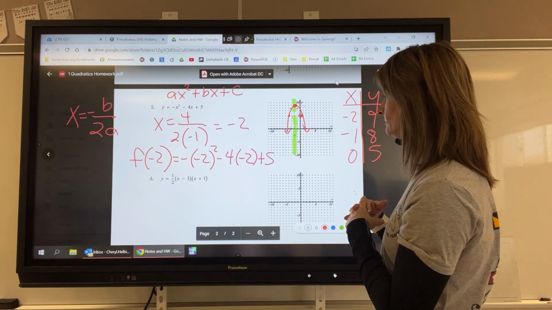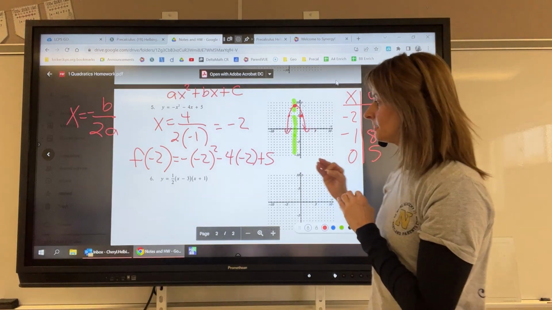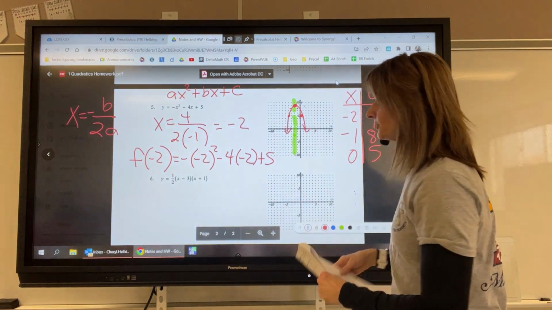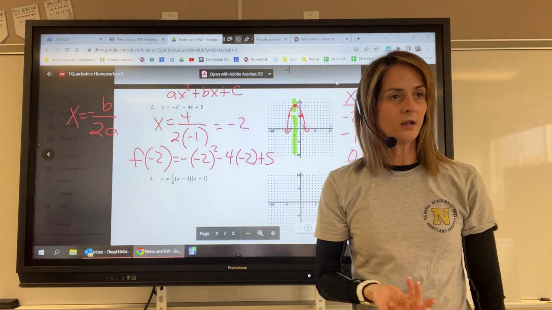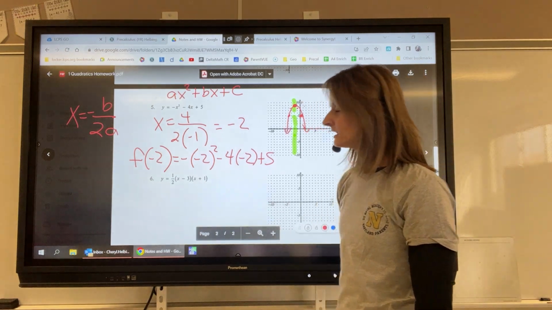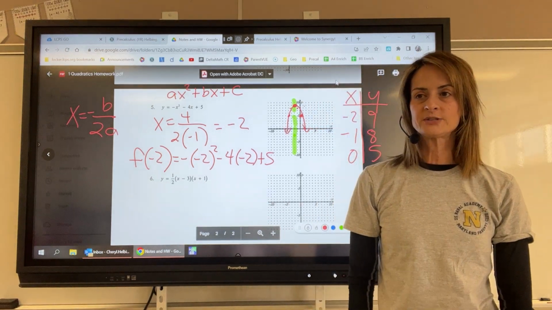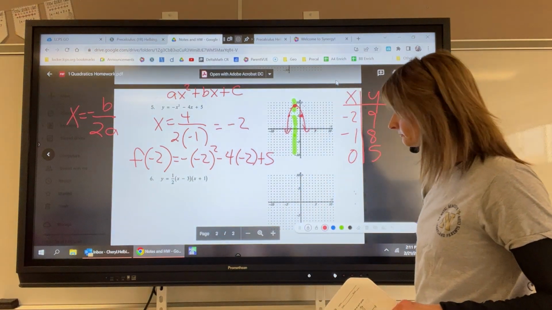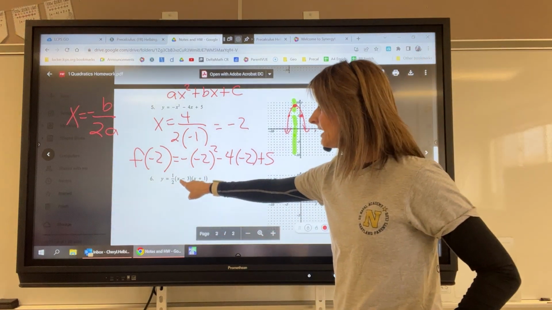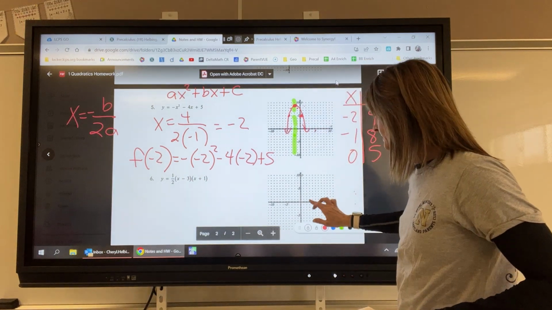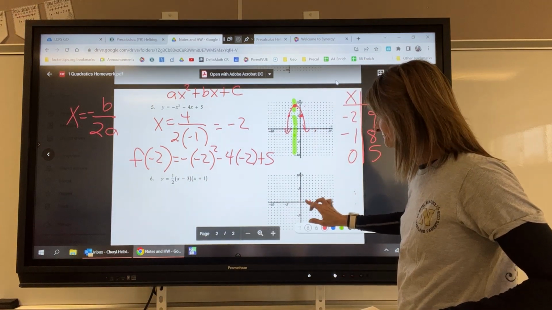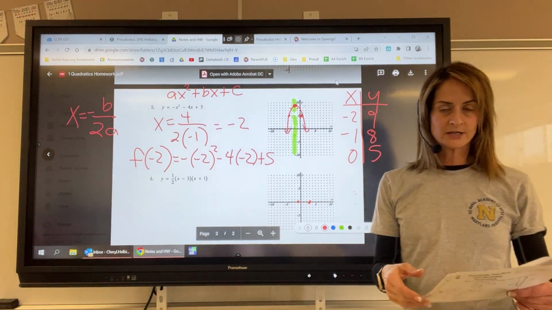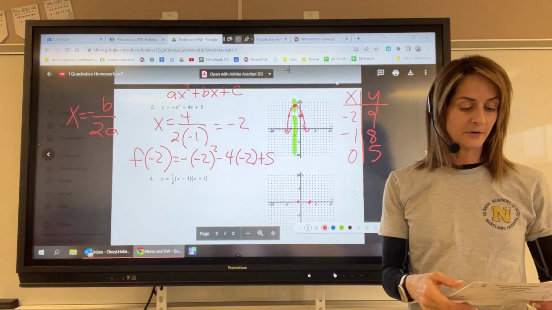Okay, and then the last one is the intercept form. And we start in a different place for this type of problem as well, because we can tell immediately where the zeros are, or the x-intercepts or the roots. Those are all the same words for the same thing. So we've got zeros at 3 and -1. And this graph is going to open up because the leading coefficient is positive.